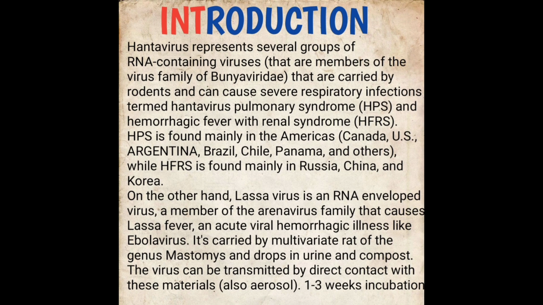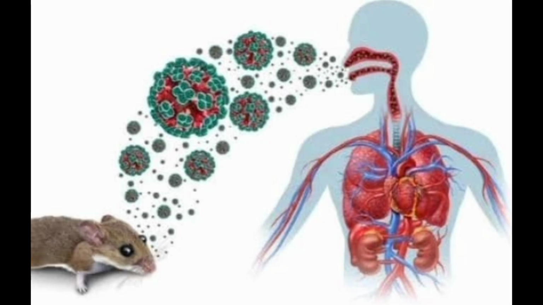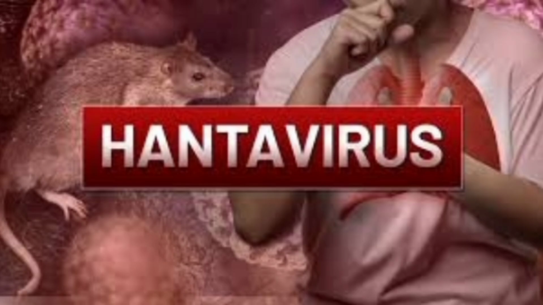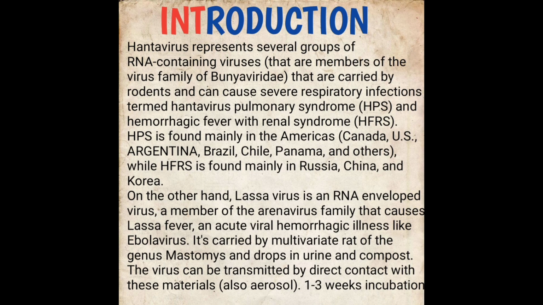The introduction: hantavirus represents several groups of RNA-containing viruses that are members of the virus family Hantaviridae, that are carried by rodents and can cause severe respiratory infection termed hantavirus pulmonary syndrome (HPS) and hemorrhagic fever with renal syndrome (HFRS). HPS is found mainly in the Americas: Canada, US, Argentina. That is where the people involved in the recent hantavirus problem were coming from. Brazil, Chile, Panama, and others, while HFRS is found mainly in Russia, China, and Korea.